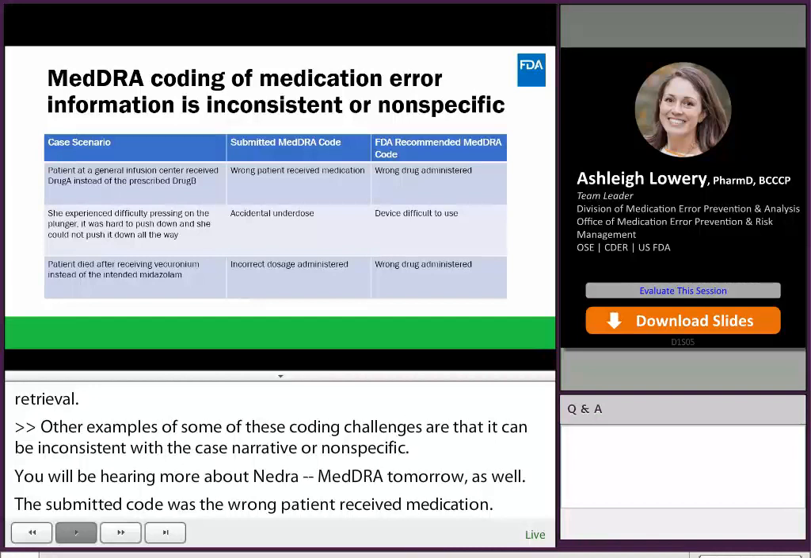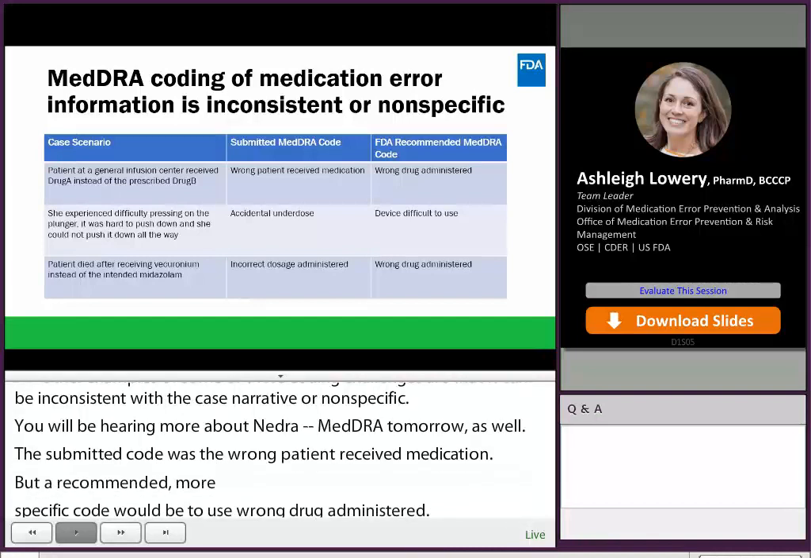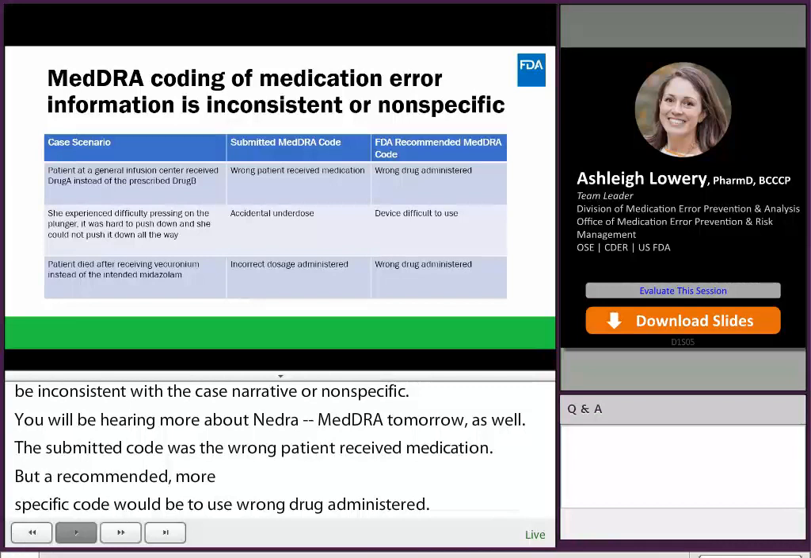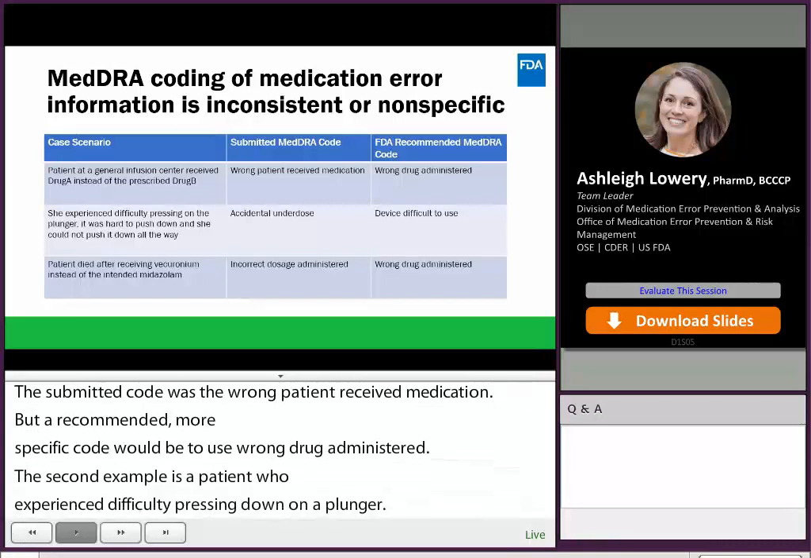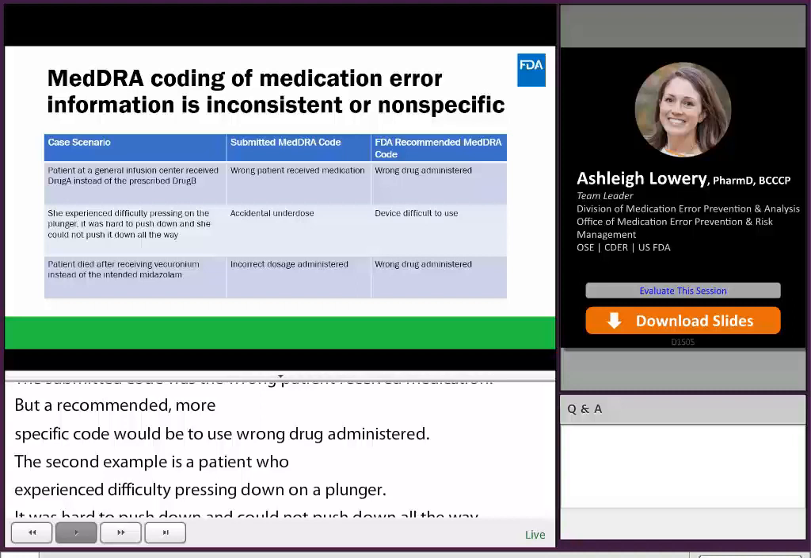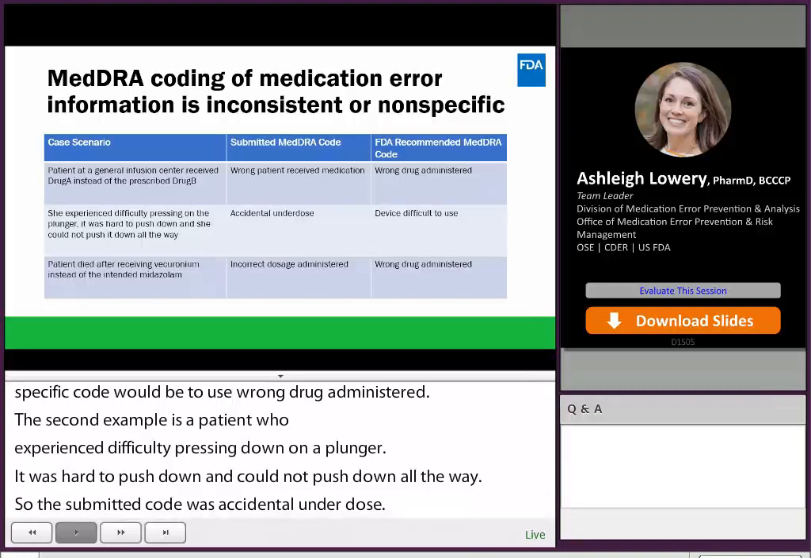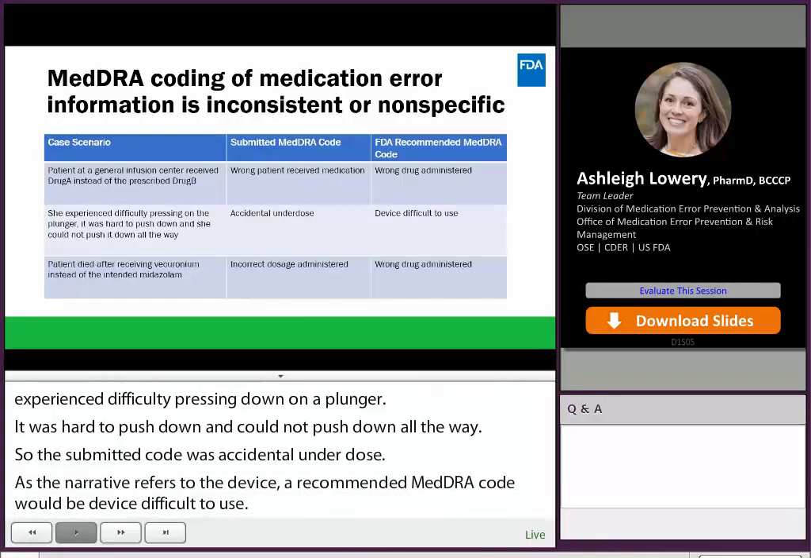The second example is a patient who experienced difficulty pressing down on a plunger. It was hard to push down and could not push down all the way. So the submitted code was accidental underdose, but as the narrative refers to the device, a recommended MedDRA code would be device difficult to use. And the third example describes a patient who died after receiving vecuronium instead of the intended midazolam, and the submitted MedDRA code was incorrect dosage administered, which is inconsistent with that case description, and the correct code would be wrong drug administered.